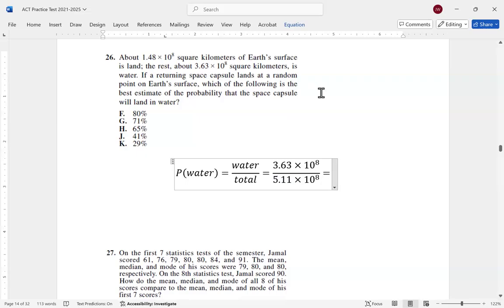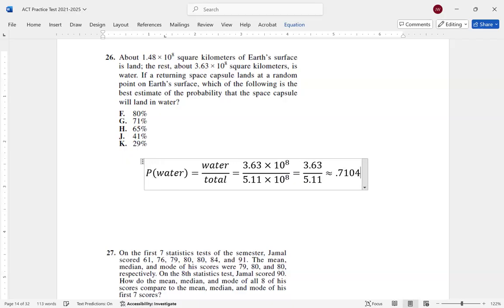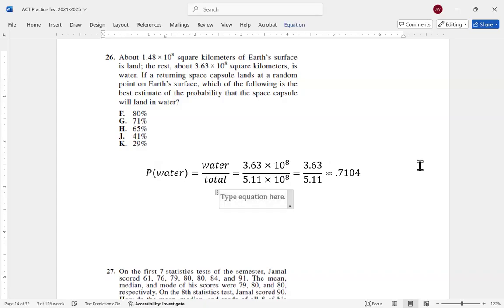So hopefully everyone caught that. So add 1.48 plus 3.63. Since they're both times 10 to the 8th, we can just add those. And the times 10 to the 8th isn't going to matter that much. You can actually just put 3.63 over 5.11. And that gives me about 0.7104, which is about 71% or 71.04%. So option G is the correct answer for question 26.